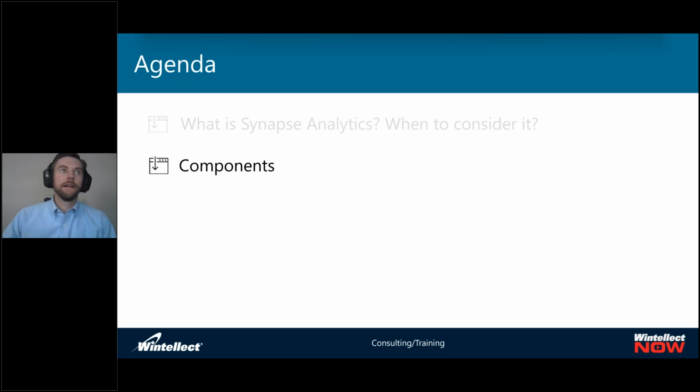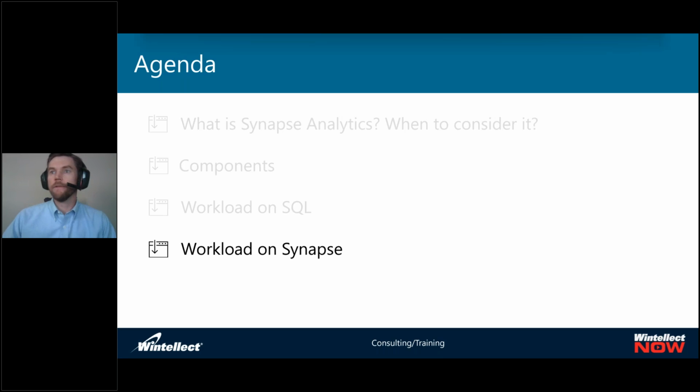We're going to spend a lot of time on the different components within Synapse Analytics just because there are so many different pieces, and it's important to understand what's available, and that's important for deciding how you should migrate your workloads into Synapse. Then we're going to get into a hands-on section. We're going to go over a very basic workload that runs on SQL, in this case like an SSIS package. And then we're going to talk about how we'd migrate that to Synapse and what it would look like over there. And at the end, we'll have some questions.